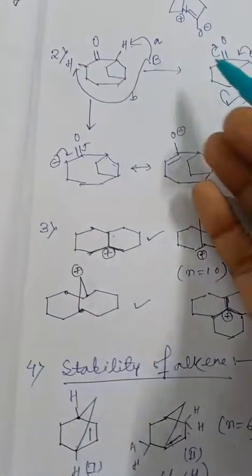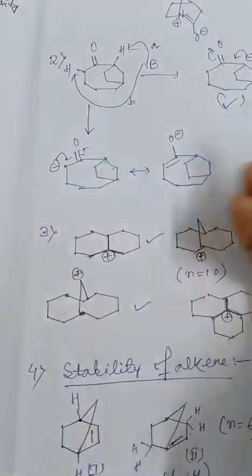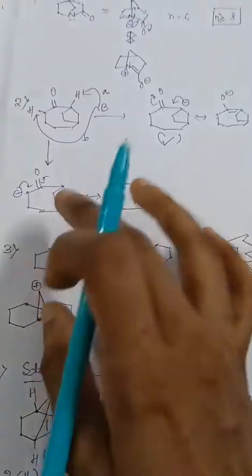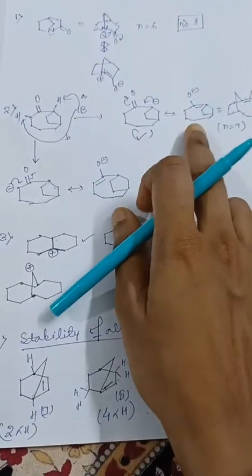And here also there is no such issue. This is not a bridgehead carbon, so of course it can attain planarity. So these two will be formed. Don't just answer that only this will be formed and this will not be formed. You have to just count the n.